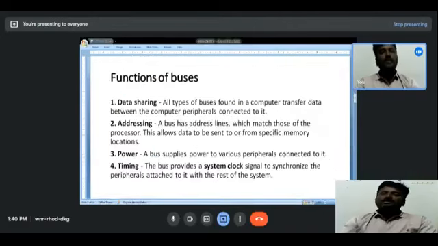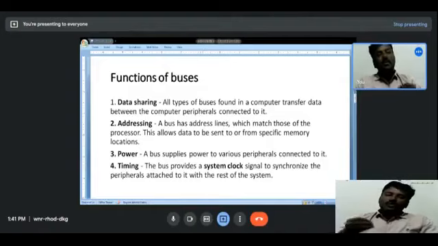So what are the functions of buses? Meanwhile, we should know the different functions of buses. Basically, buses are used for data communication, that is communication from one part of a system to another part of a system. This communication involves various types of data transfers, for example data sharing. All types of buses found in the computer transfer data from one peripheral device to another peripheral device, or from one peripheral device to internal parts of certain components of a computer.